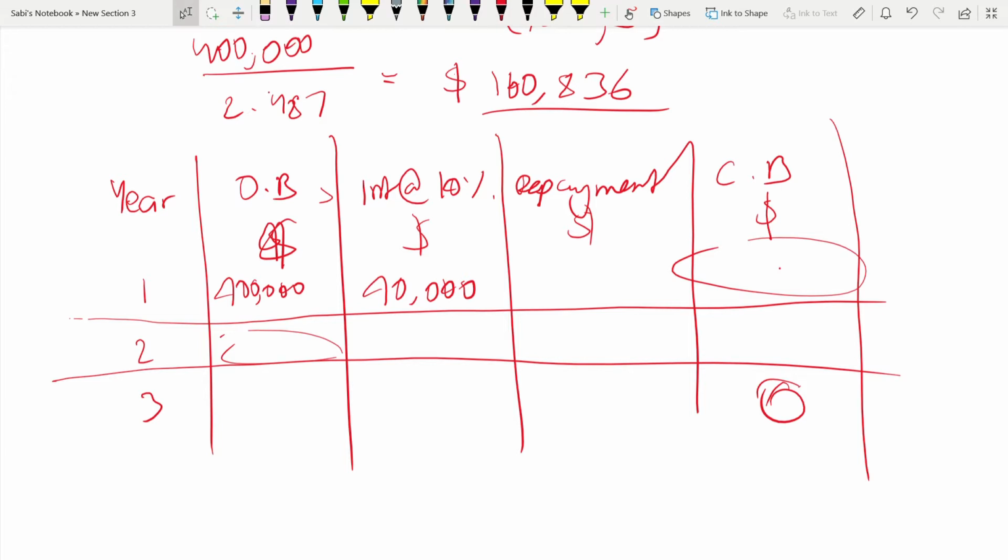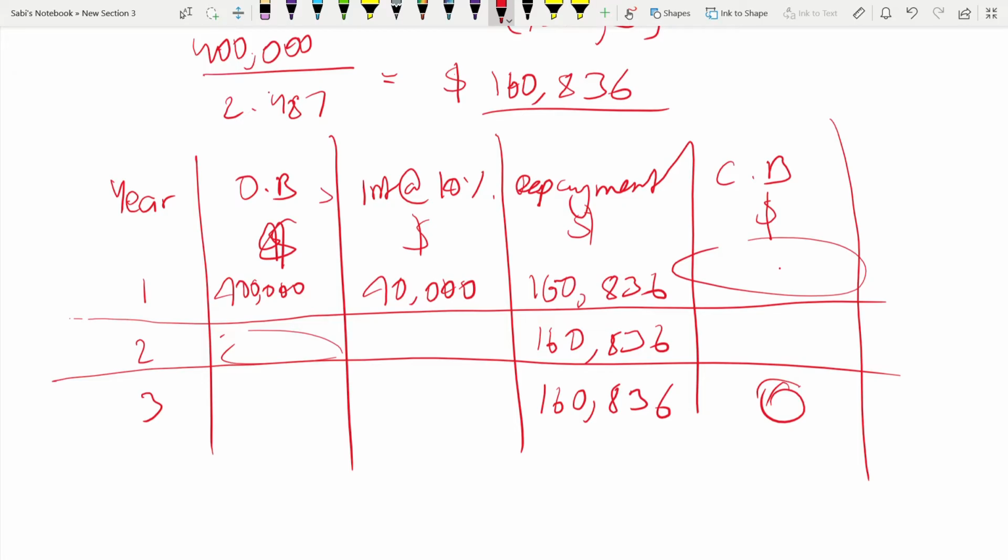What is the repayment amount? 160,836. Every year, 160,836. 160,836. The other columns you cannot fill.